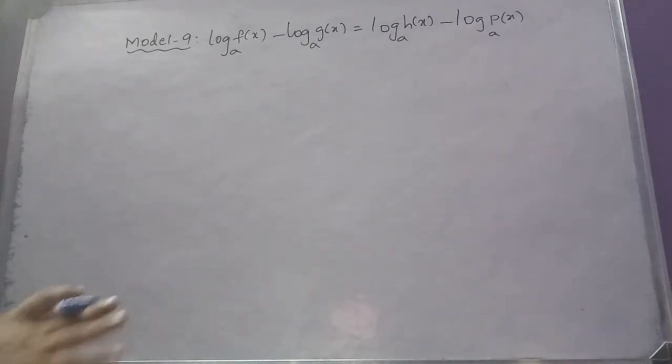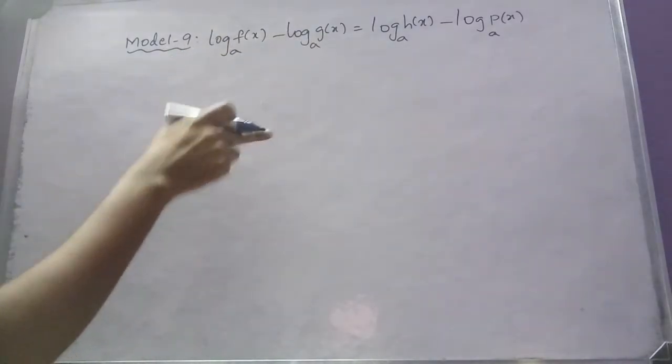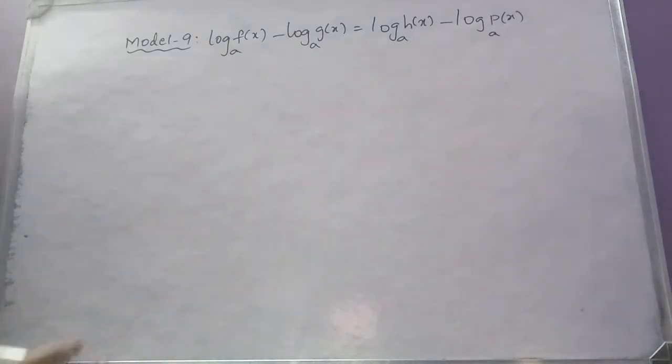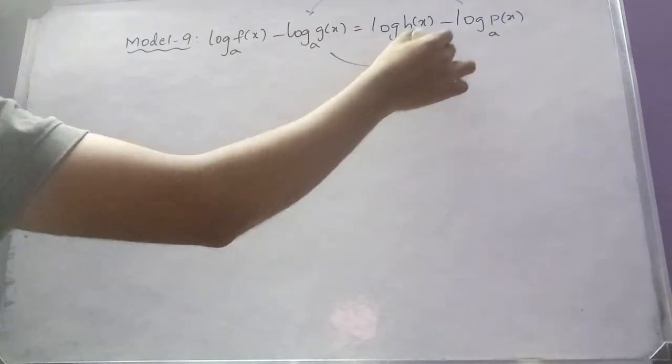Easy to solve. You can start like this. You can take log of f of x divided by g of x equal to log of h of x divided by p of x, and you can proceed with it. But instead of that, let us keep every term positive.